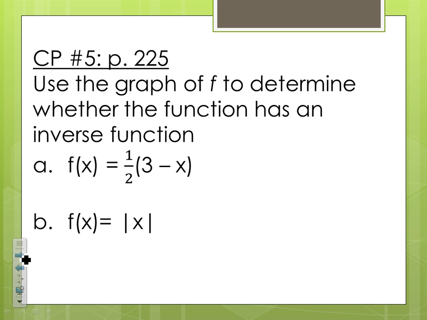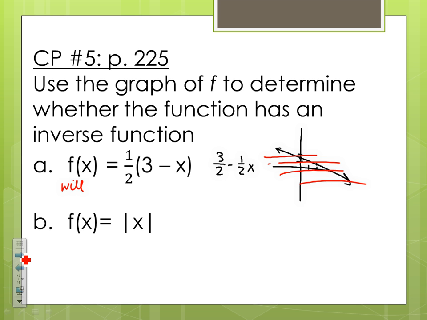Okay, so this one would be the same as 3/2 minus 1/2 x. Okay, so without having a real precise graph, it's going to start at 1.5, and it goes down 1/2. So here's just a quick sketch graph of that function. All right, so if we started drawing horizontal lines, would any of them pass through that graph in more than one place? And the answer is no. So this one is a one-to-one. It will have an inverse.